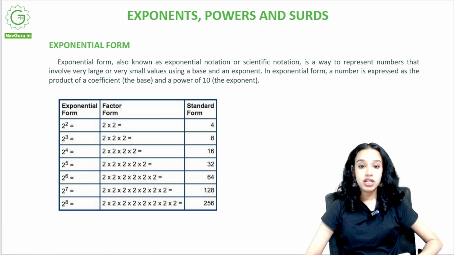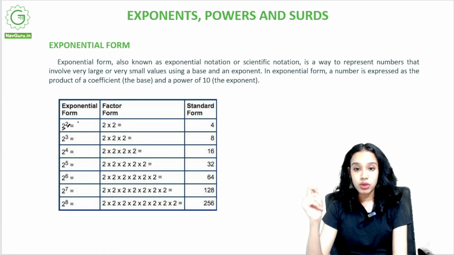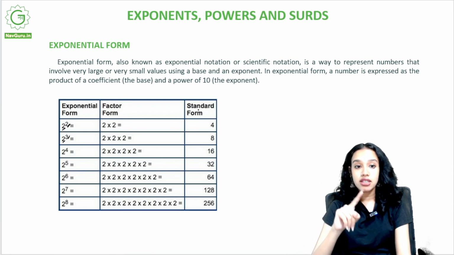So first of all, what is exponential form? Exponential form, also known as exponential notation or scientific notation, is a way to represent numbers that involve very large or very small values using a base and an exponent, right? So here 2 square is the exponential form, that is we have a base number and we have a power, right? Now in 2 cube, 2 is the base and 3 is the power. And these are the 3 forms of expressing a number, which is exponential form, factor form, and standard form.